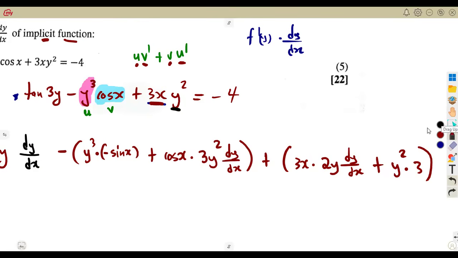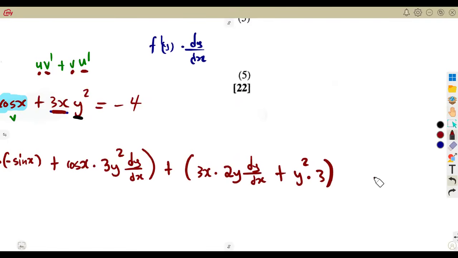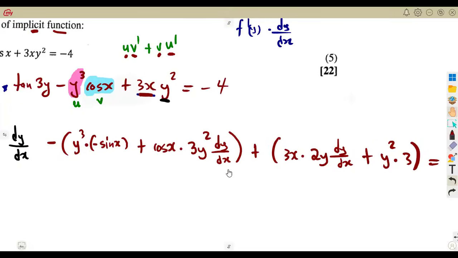Then we can move on across the equal sign. Here, across the equal sign, what is it that we have? That's a -4. It's a constant. So the derivative is simply what? Is simply a 0. So that's it, guys.